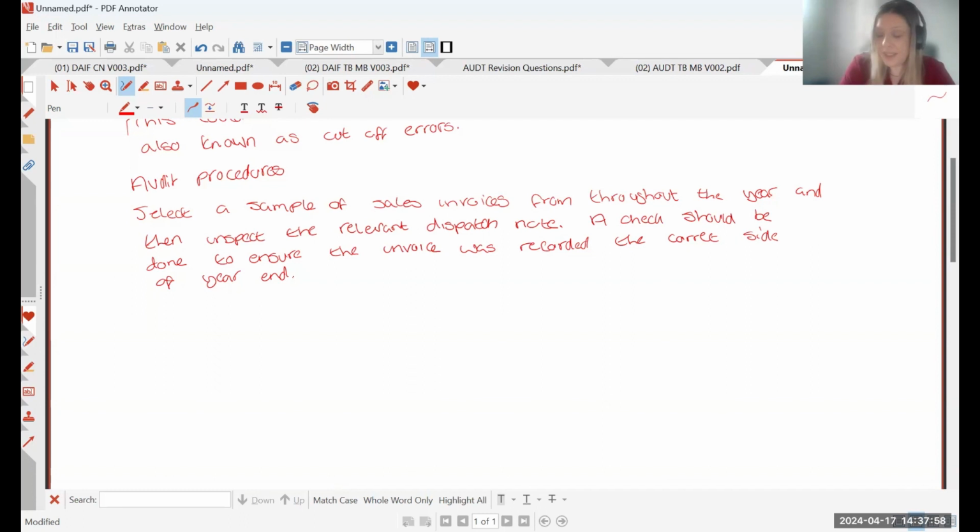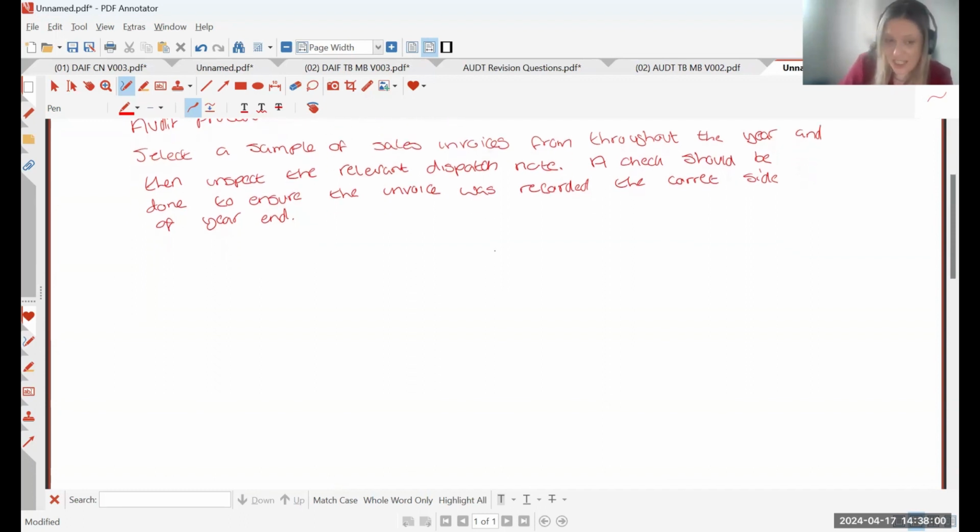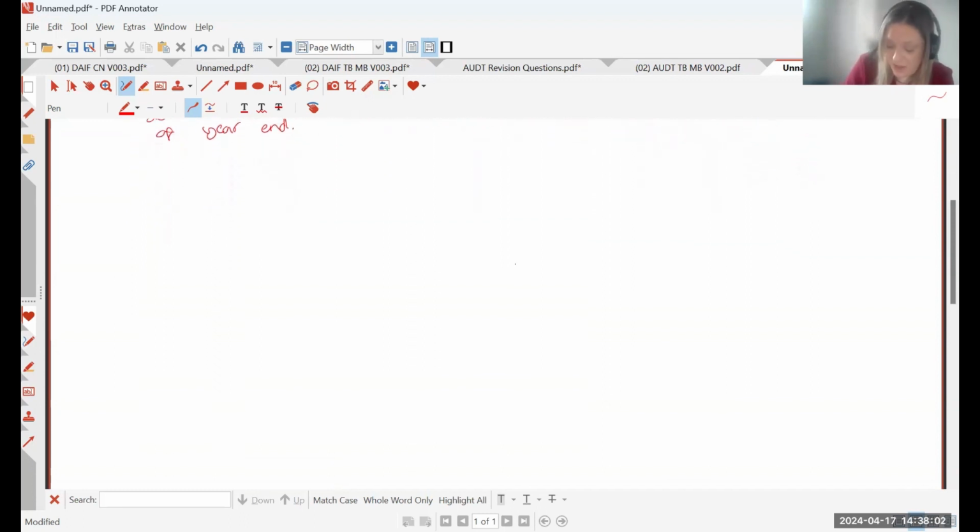Okay. And we do need to check this with our cut-off testing for inventory. So this should also be matched up with cut-off testing for inventory.